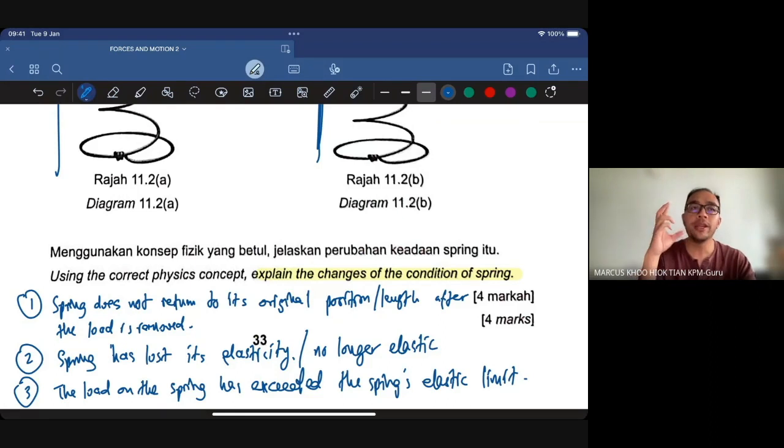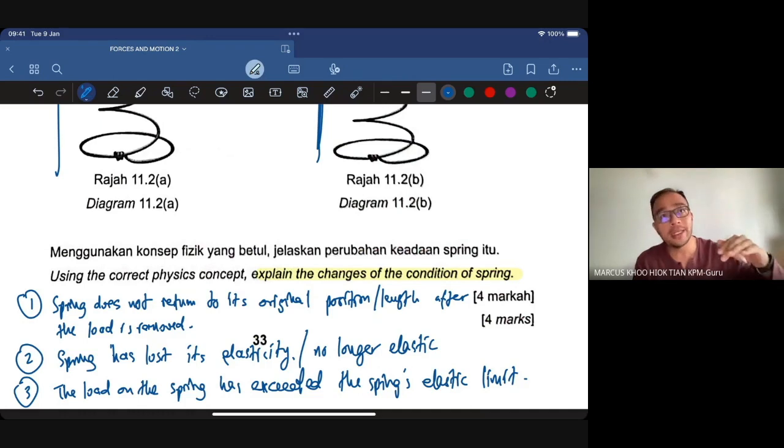Every spring, everything that is elastic, has its own limit. Say for example the spring's limit is 1,000 newtons, then you put 1,500 newtons on the spring. It's not going to be able to go back because you are already putting it over its capability, over its ability. So that's the third point: the load on the spring has exceeded the spring's elastic limit.